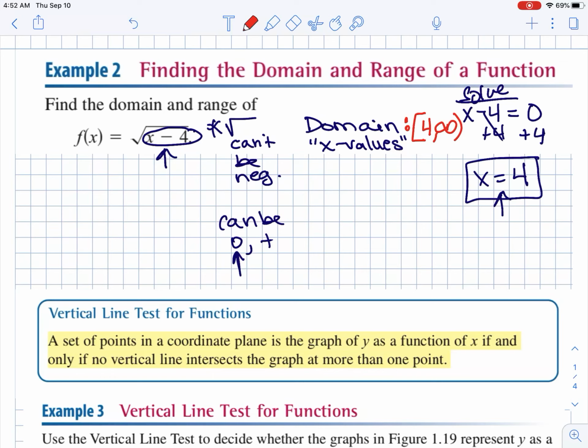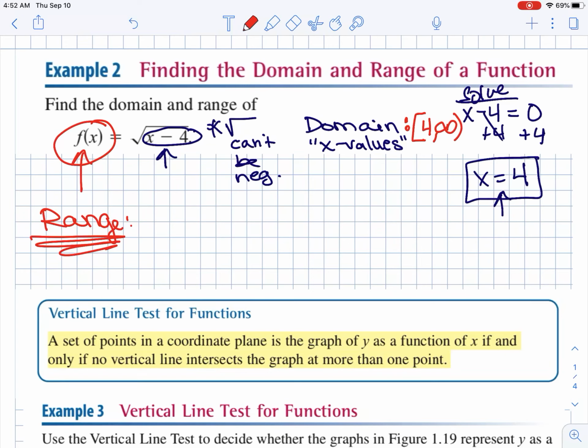Okay, so let's talk about our range. For our range, it's the y values, right? Our range is discussing our y values. We want to make sure that we're including all of them. So here we go. I'm going to erase this a little bit. Here's our range. And is there any value that f of x won't become?